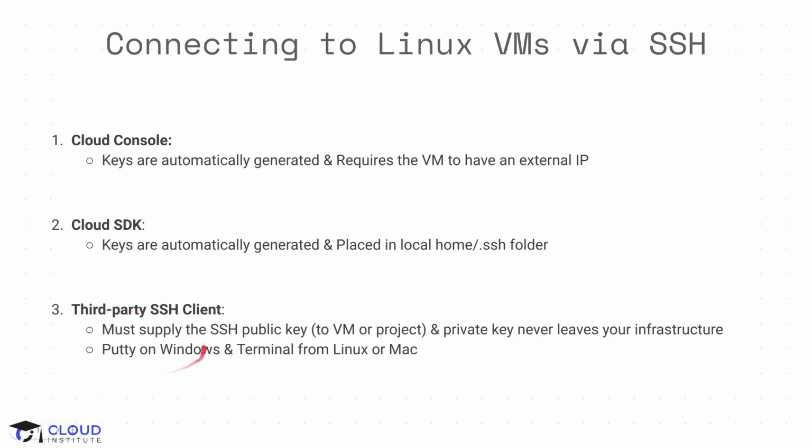The third option is different from the first two because in the first two we do not generate any keys. Google handles key generation for us. But in the third option, where we use a third-party SSH client, we have to generate the private and public parts of our keys, then provide the public part to Google Cloud and keep the private part securely at our end. So Google will not know the private part of our keys. This can be used from a Linux terminal, a Mac terminal, or also from Windows.